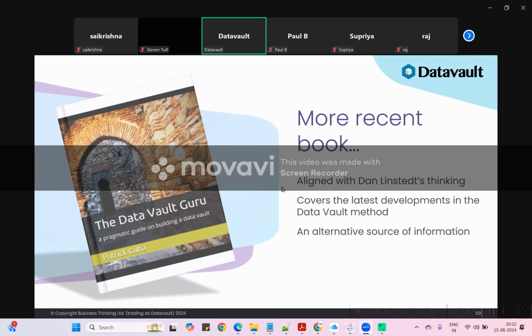It's aligned with Dan Linstedt's view of how Data Vault should work, and it contains a lot of the latest developments in the method. An alternative source for information, I recommend buying the first book first. This book's been basically privately published, so could have done with an editor. Basically, it's a nice book, but could have done with some editing to make the text a bit more clear and understandable. It's a good source for reference as well.